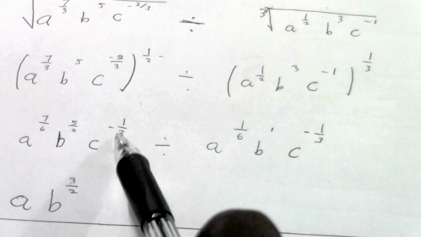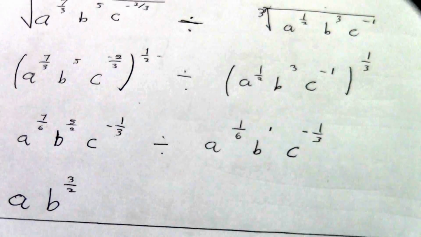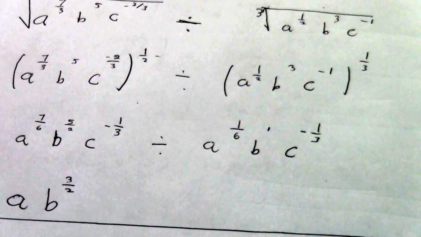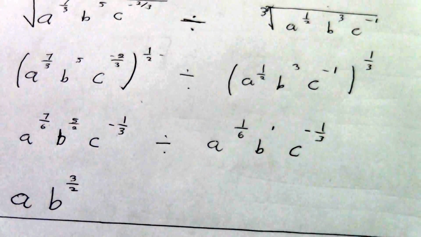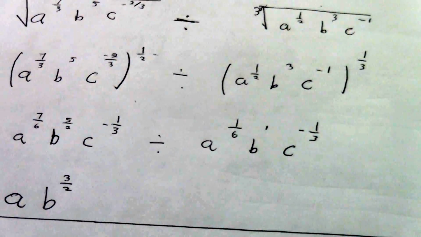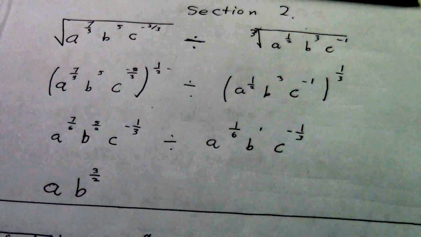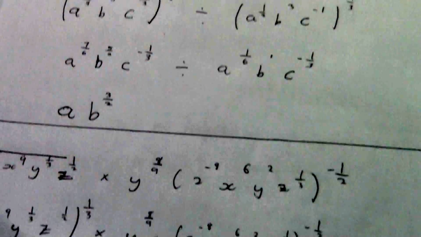And for C, it is negative 1/3 minus negative 1/3, or negative 1/3 plus 1/3, which is 0. And anything to the 0 power is just 1. So the C turns into 1, and we just have AB to the 3/2 power.